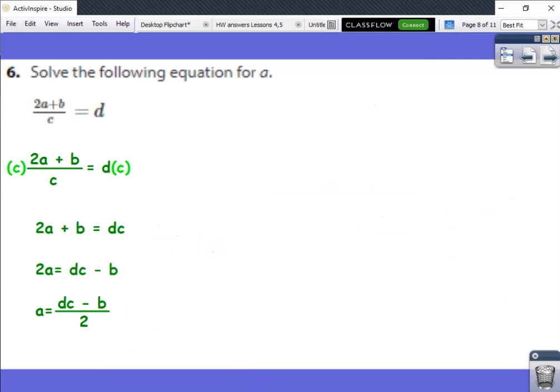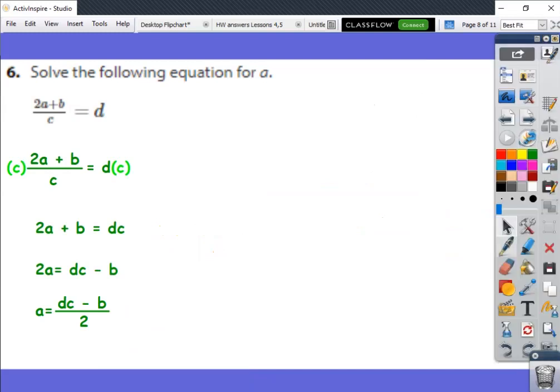Solve the following equation for A. So here, if you follow step by step, the first thing I want to do is multiply both sides times C to eliminate that denominator. Remember, I'm trying to isolate the A, so I want to get rid of everything on that left side that I can. So multiply both sides by C.